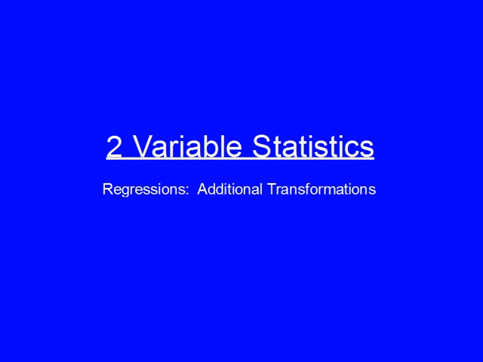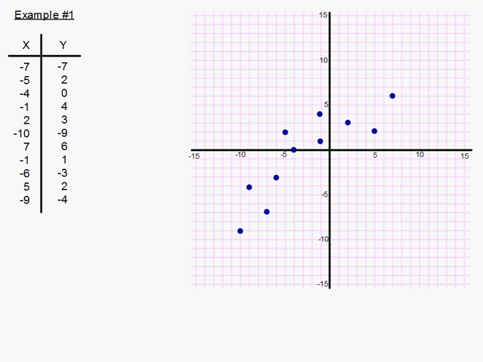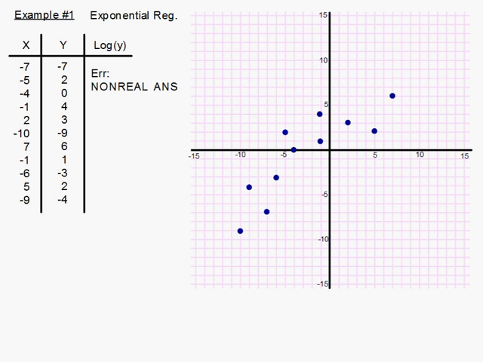Sometimes with regressions, it's not as simple and straightforward as I showed you in the last videos. If, for example, we have this data set and we try to do an exponential regression, we try to take the log of y, we plug it into our calculators, we get an error. It says non-real answer. Why is it giving us that error?